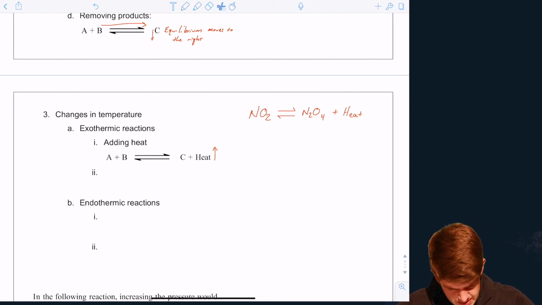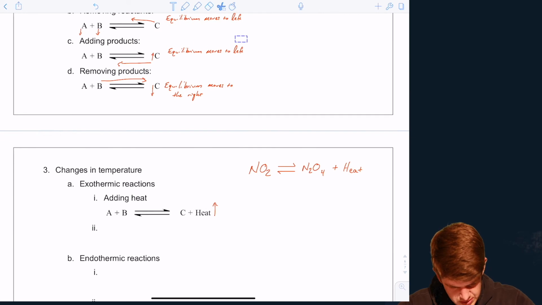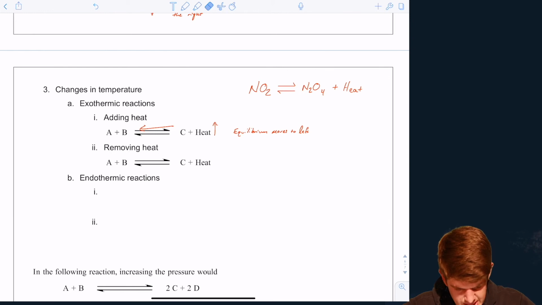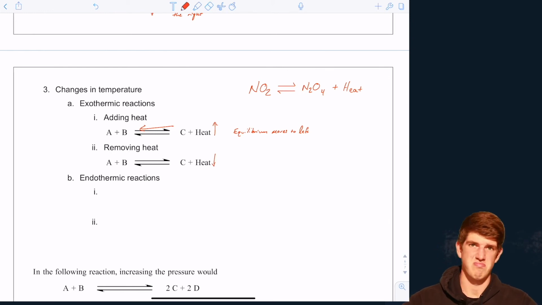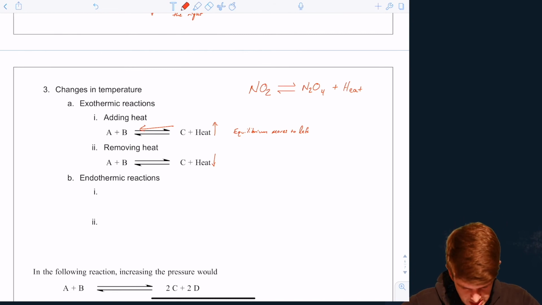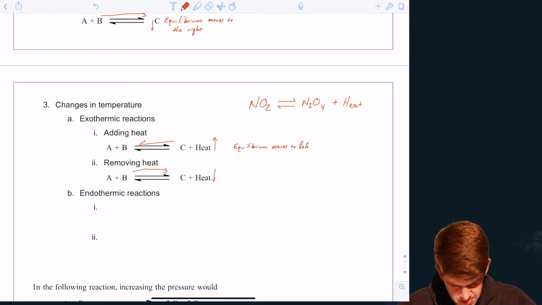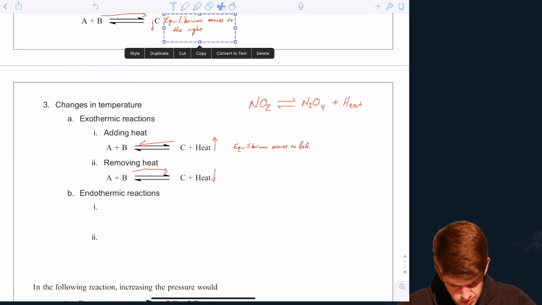So I'm just going to keep copying these. Equilibrium moves to the left, just so I can get rid of some of that excess heat. What else we got? What if we remove heat? Well, if I lose heat, I'm going to want to reform it. I'll do the forward reaction more to produce more heat, and then we'll have the equilibrium moving to the right.